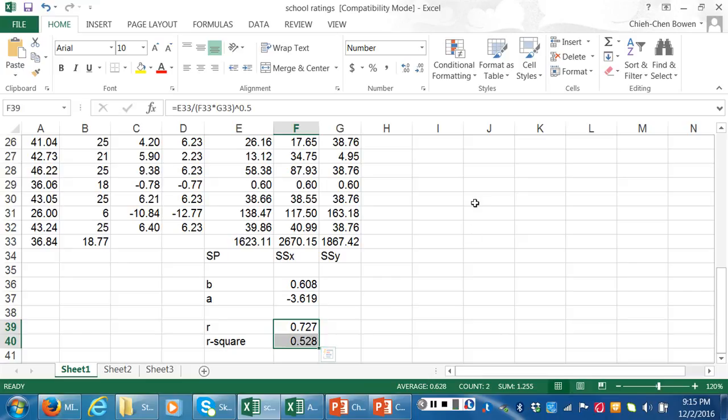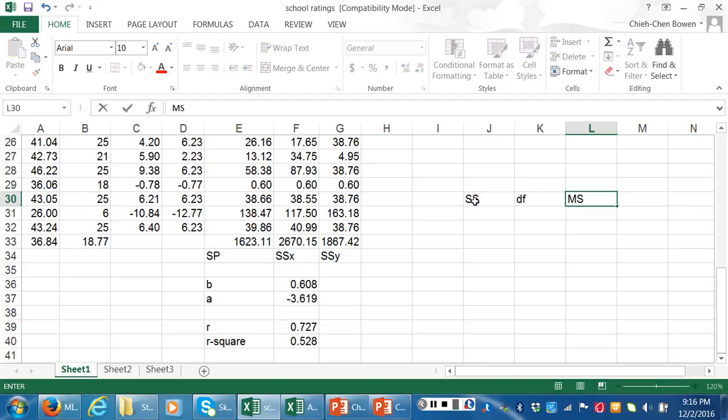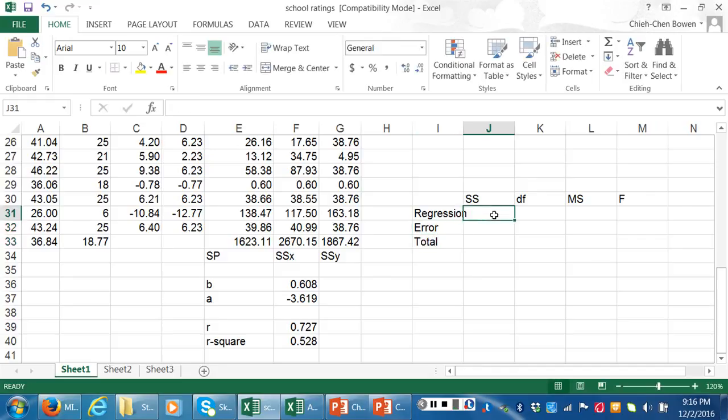And now we need to start putting numbers in the ANOVA summary table. First, you need to know the sum of squares. You need to know the degrees of freedom, and you have to figure out MS, and then it allows you to calculate F. The source of sum of squares can be from regression, or from error, and then you have the total. So the first one, sum of squares due to regression, is going to be r squared times the sum of squares of y.